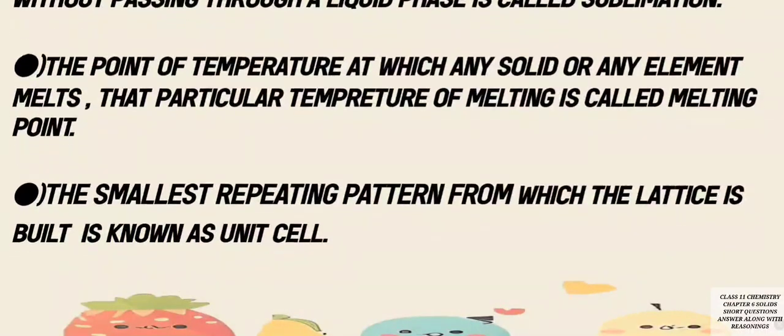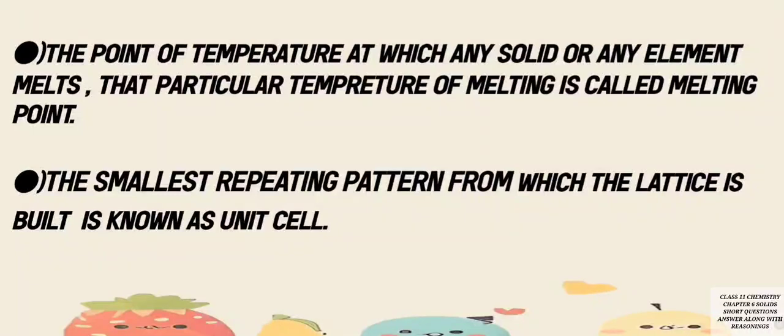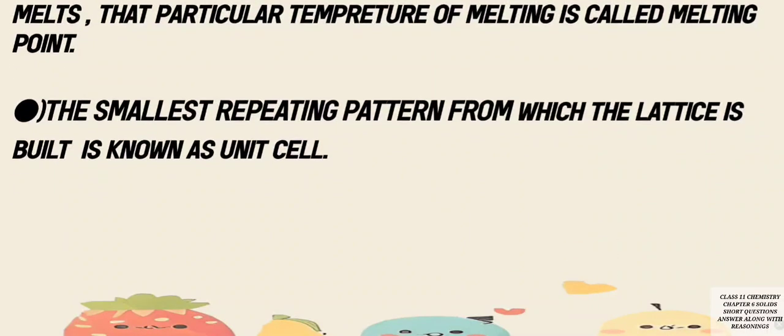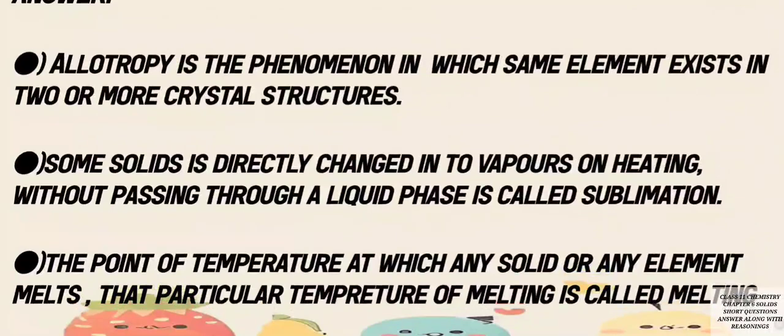The third definition we have is melting point. Solids melt on heating at a particular temperature. The particular temperature at which they melt is the melting point of a particular element or a particular solid. The fourth definition we have is unit cell. The smallest repeating pattern from which the lattice is built is known as the unit cell. These are the four definitions which we have in question number 1.